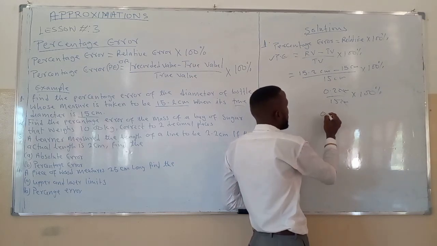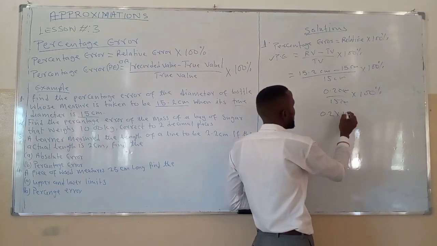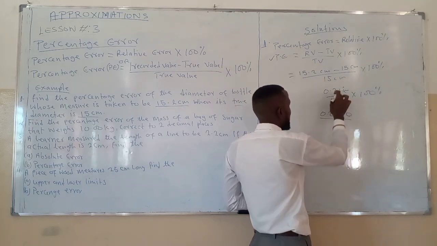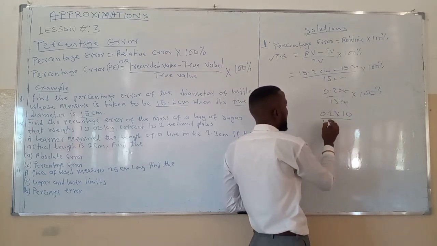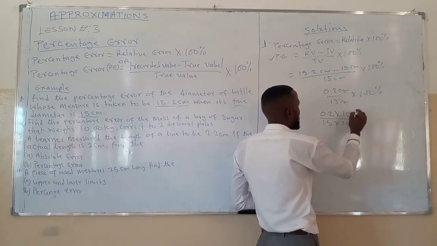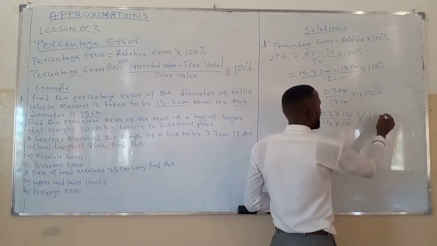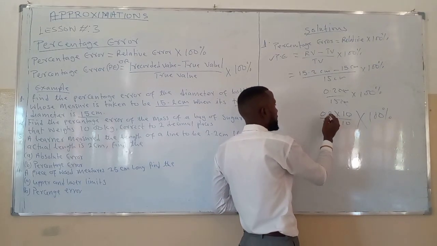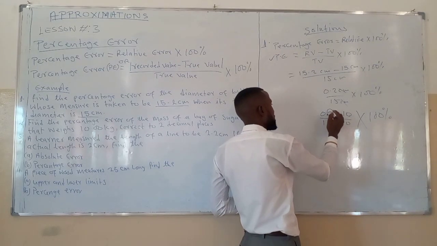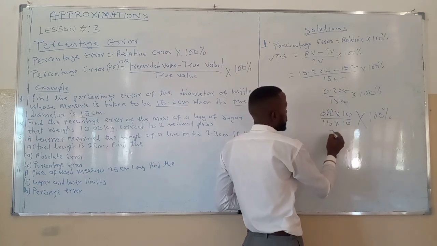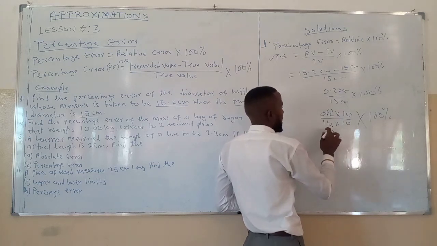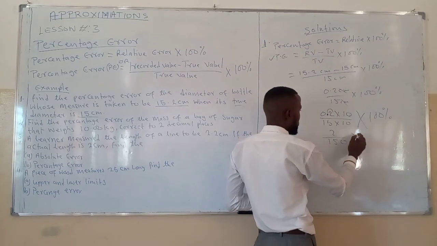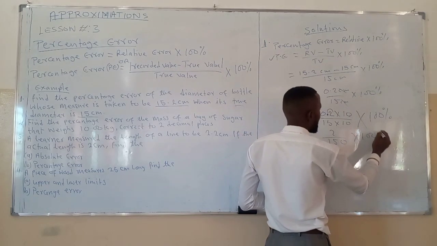So it will be 0.2 times 10, 0.2 times 10 on both sides. The numerator and the denominator will multiply by 10, but we maintain the 100% there. So now we have 0.2 here. The only thing we do is move the decimal place, and then we have 2. Okay, 15 times 10, we have 150 times 100%.